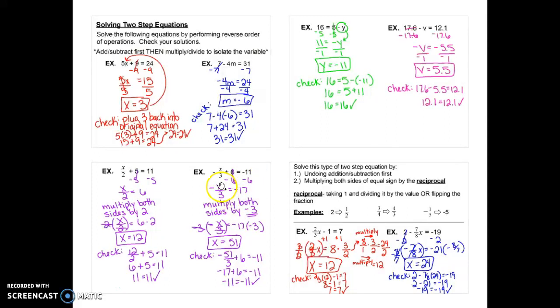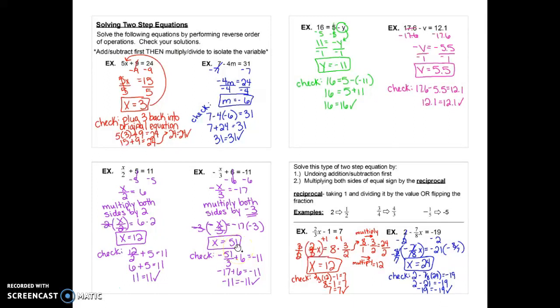Now again, my original operation is that I was dividing by this negative 3. So in order to undo that, I'm going to do the opposite operation. So instead of dividing, I'm now going to multiply both sides by a negative 3. On my left side, it cancels out my negative 3's, so I'm left with my x. On my right side, negative 17 times a negative 3 is a positive 51. That's my final answer, x equals 51.